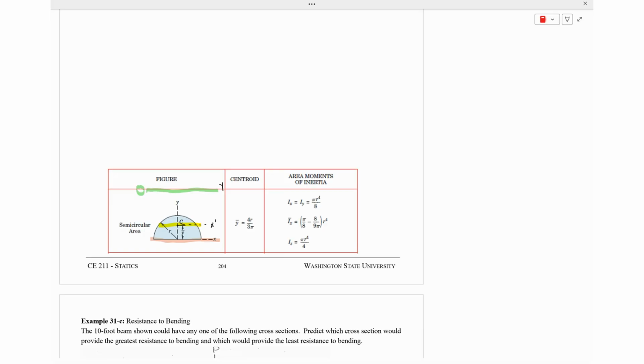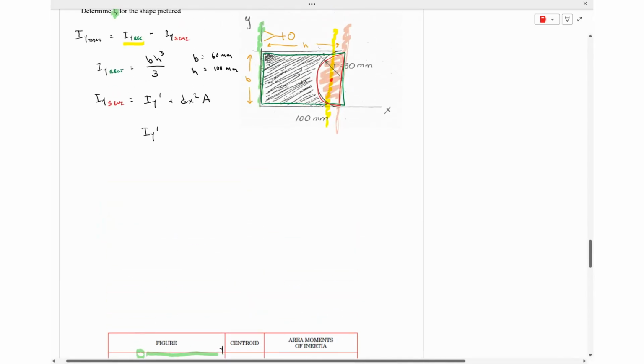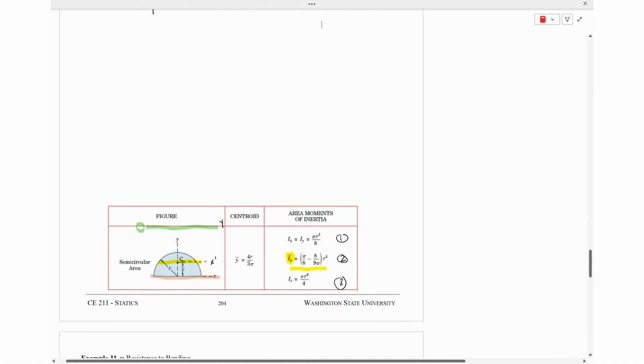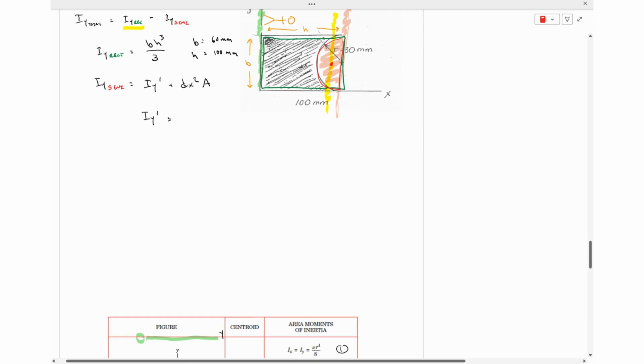Now, which one of these, 1, 2, or 3, represents that yellow one, the yellow x prime axis? Notice that the bar or prime is the one that we want to use. That's the x prime axis, which represents this axis right here. So we're going to use that one right there, which is equal to pi over 8 minus 8 over 9 pi times r to the fourth. That is our Iy prime.